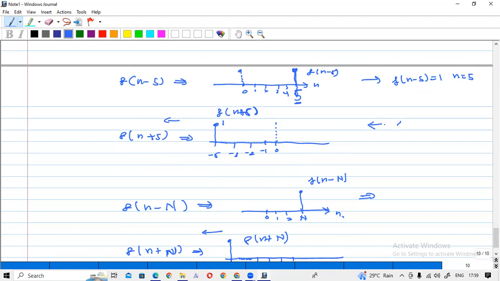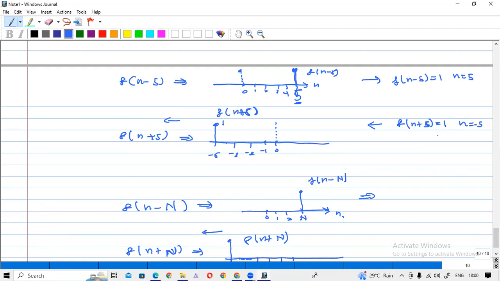Okay. Here, delta n plus 5 is equal to 1 when n is equal to which one? Is it 5? Yes, when n is equal to minus 5, no?